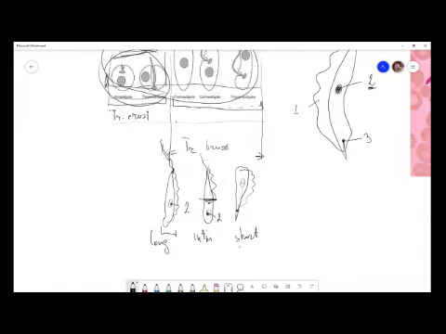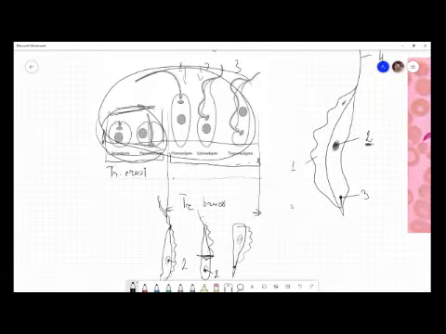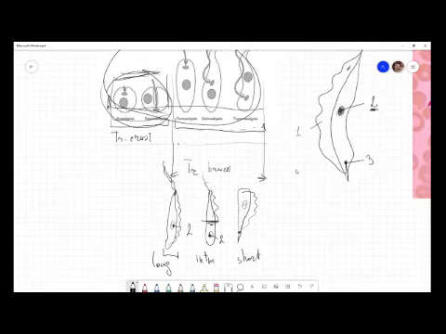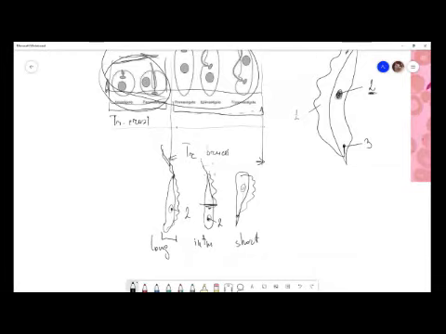And the last form, we call this form the short form, in other words the metacyclic form. Yes, metacyclic form. This form has no free flagellum, but it has a very long undulating membrane on the whole body. Okay, remember all these names. What's the next in morphology?